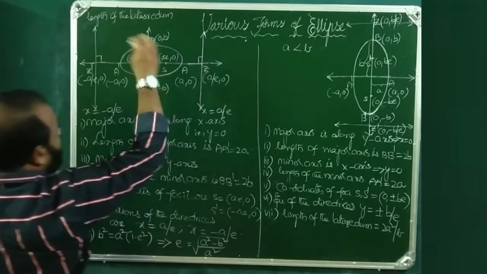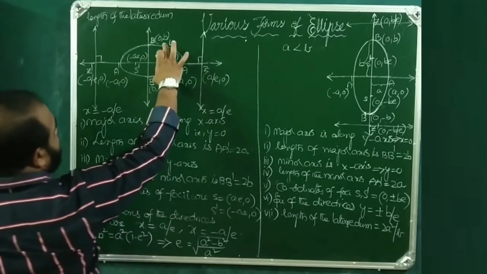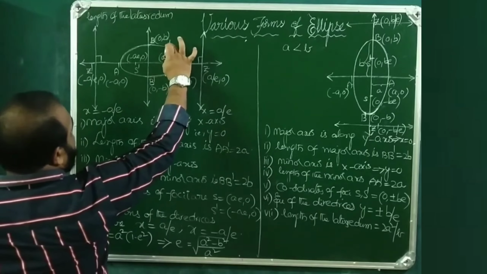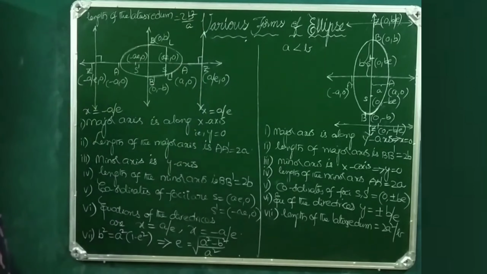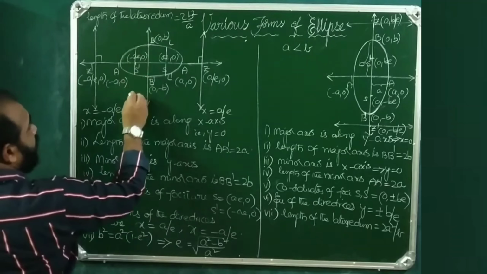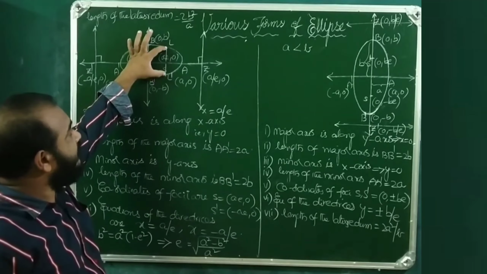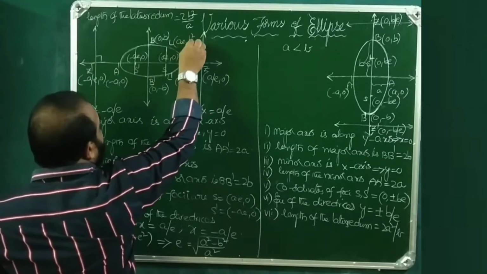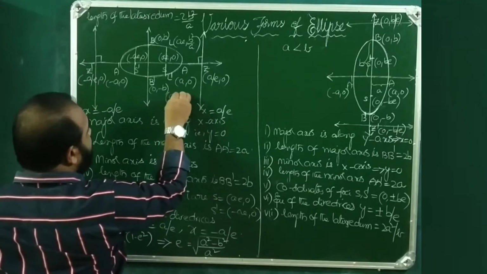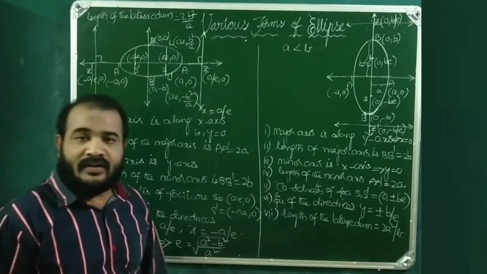What is the length of the latus rectum? This is L dash. So this is b square by a, 2b square by a. This we have proved in the theorem. And what are the coordinates of the latus rectum? This is AE comma b square by a. This is AE comma minus b square by a. That is AE comma plus or minus b square by a.